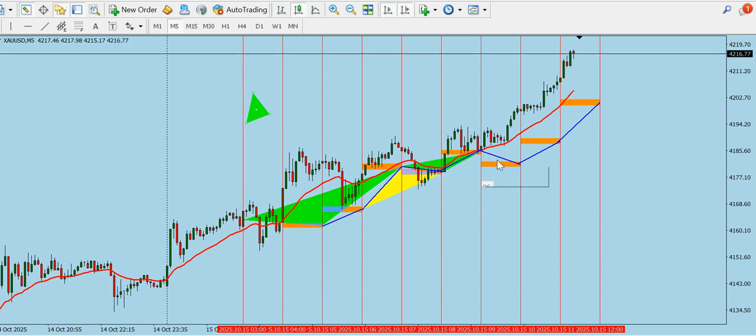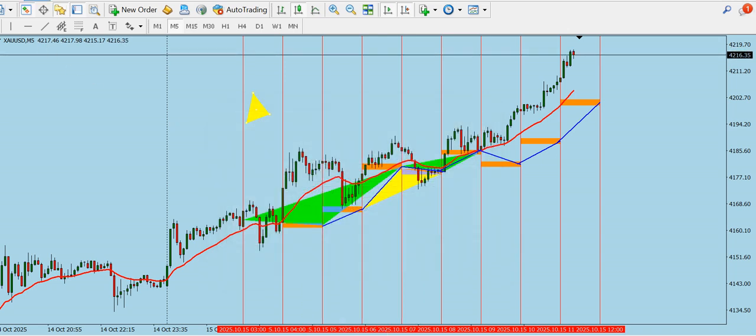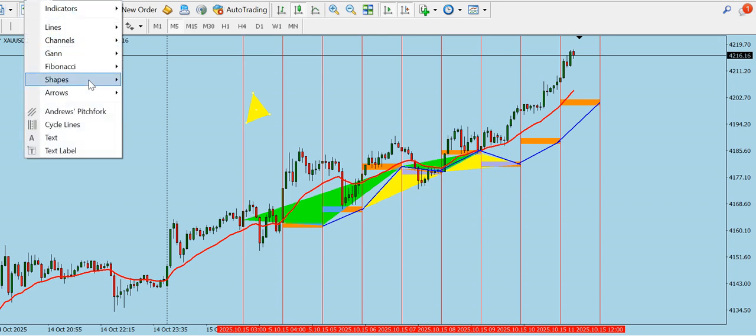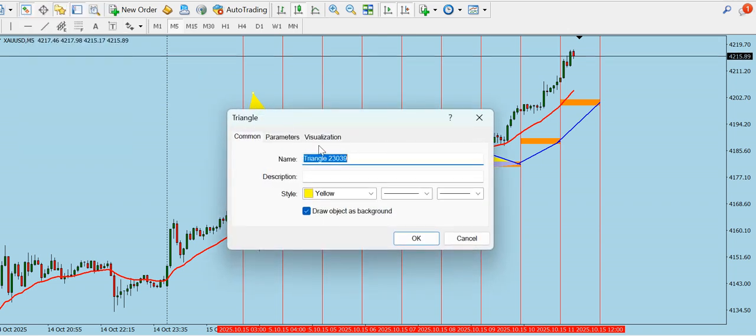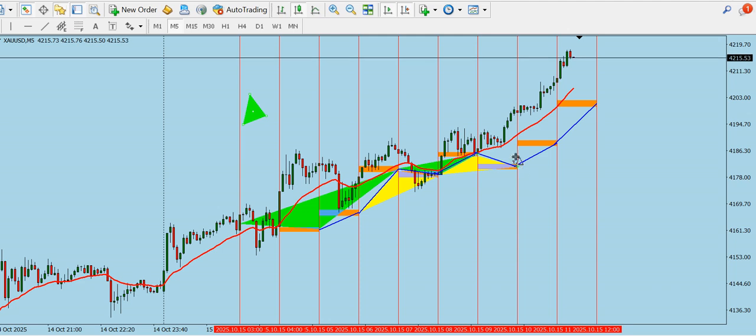Now the next one is a bearish direction, so I'll be mapping that with a yellow colored triangle. Now the last segment is a bullish trend. I'll map that with a lime colored triangle.